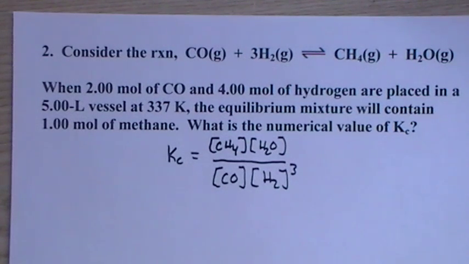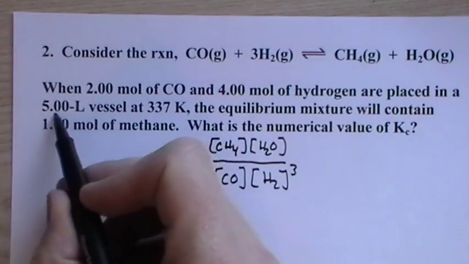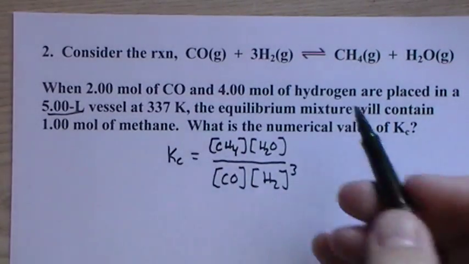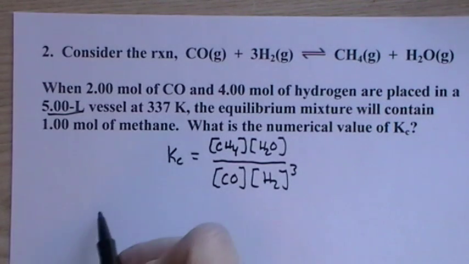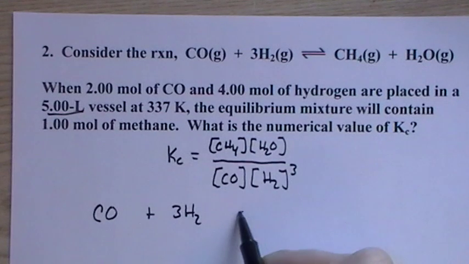So we're going to need concentrations. So we need to take moles divided by the volume. That's why they put the volume in here. They'll give you everything in terms of moles, and then you have to find the concentration. So we have our reaction. I'll leave off the phases.